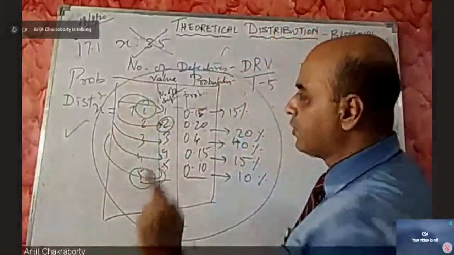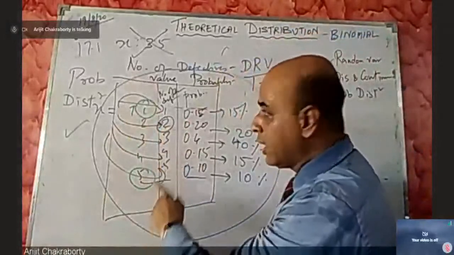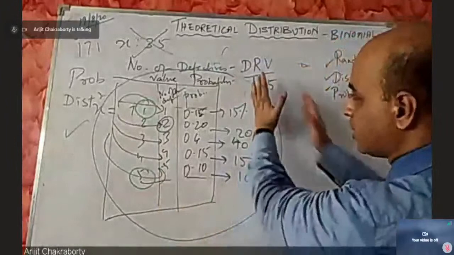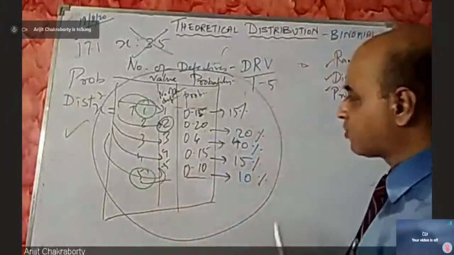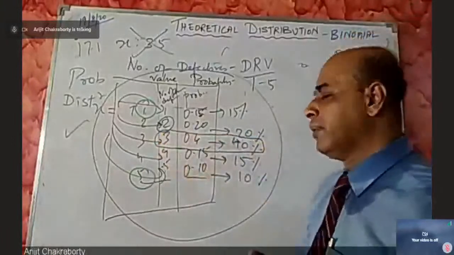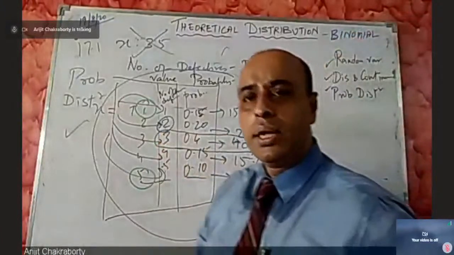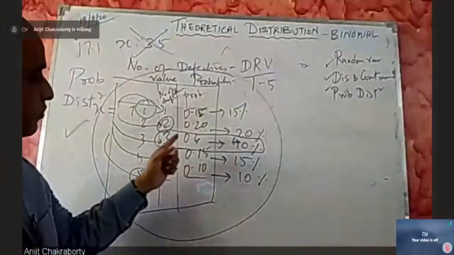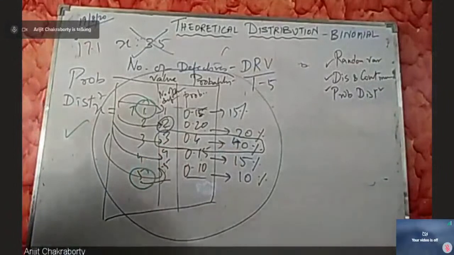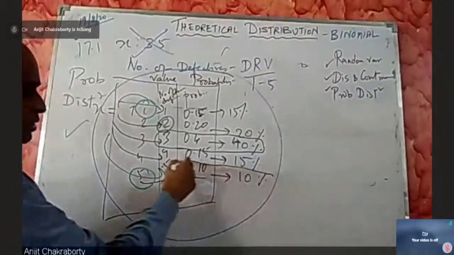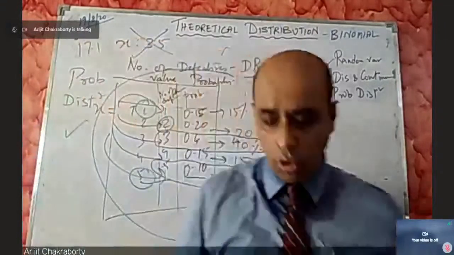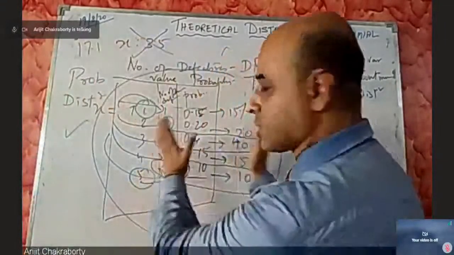I understand that this is the number of defectives and this is the probability, which means from this part I can easily understand that the maximum chance is here, 40%. That means there is a 40% chance that the number of defectives will be 3. And the minimum chance is 10% that the number of defectives is 5. So I hope you can understand this chart.